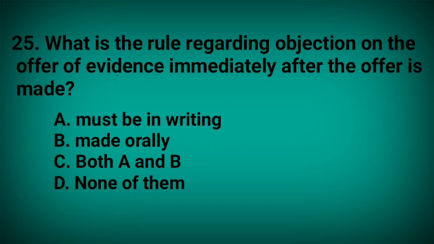Number 25. What is the rule regarding objection on the offer of evidence immediately after the offer is made? A. Must be in writing. B. Made orally. C. Both A and B. Or D. None of them.